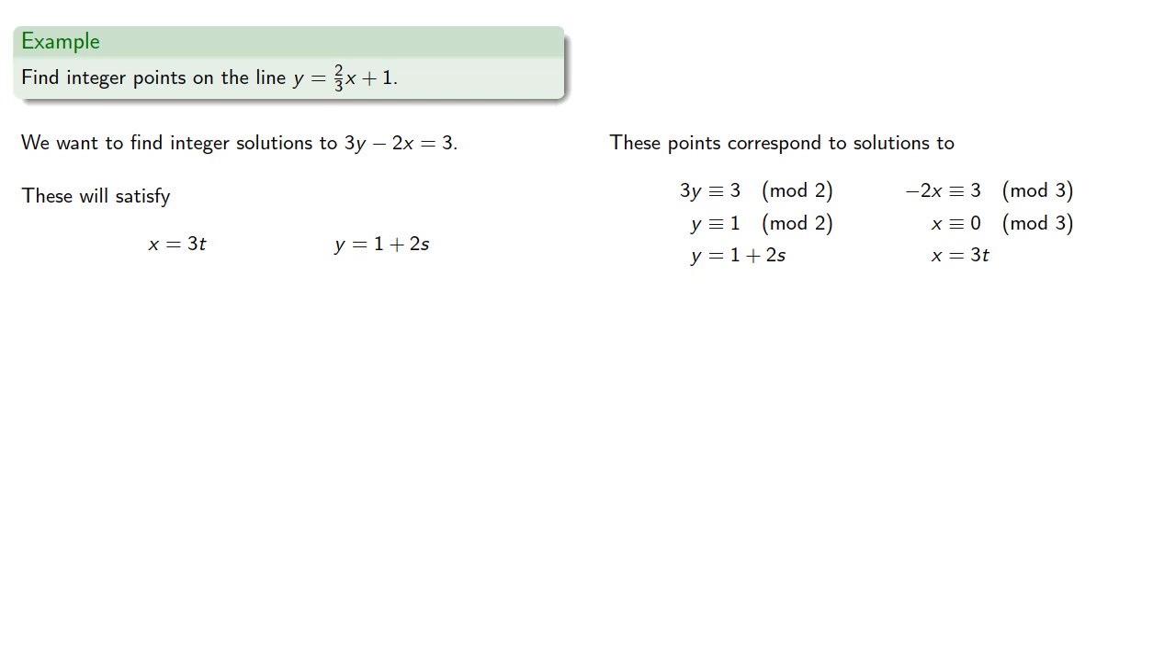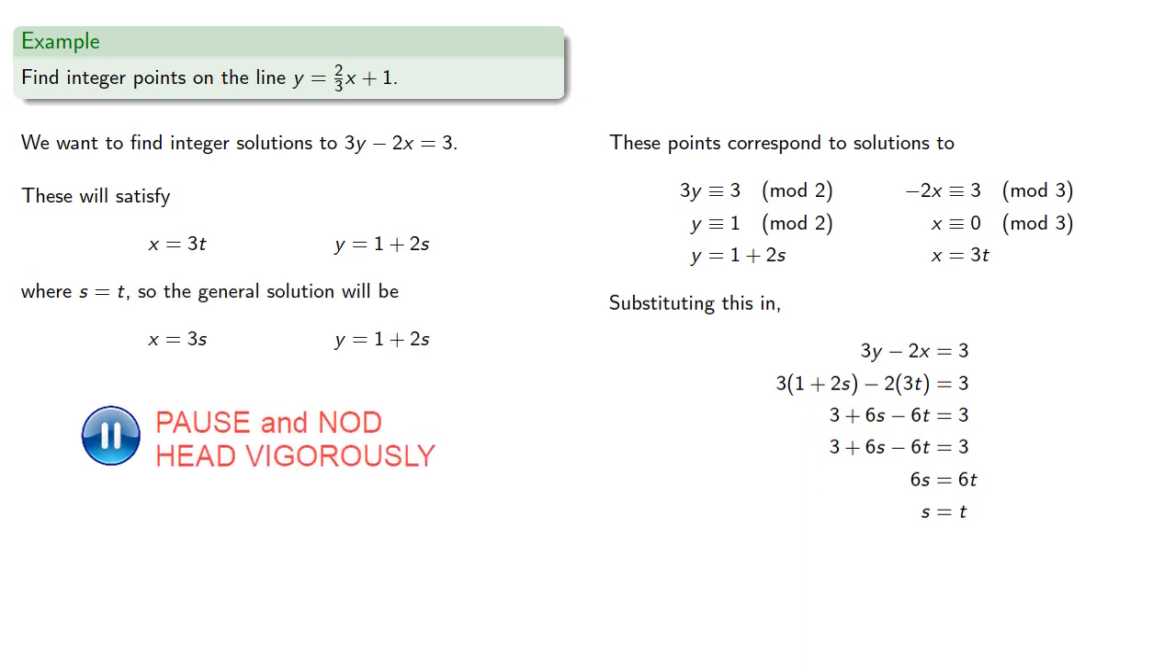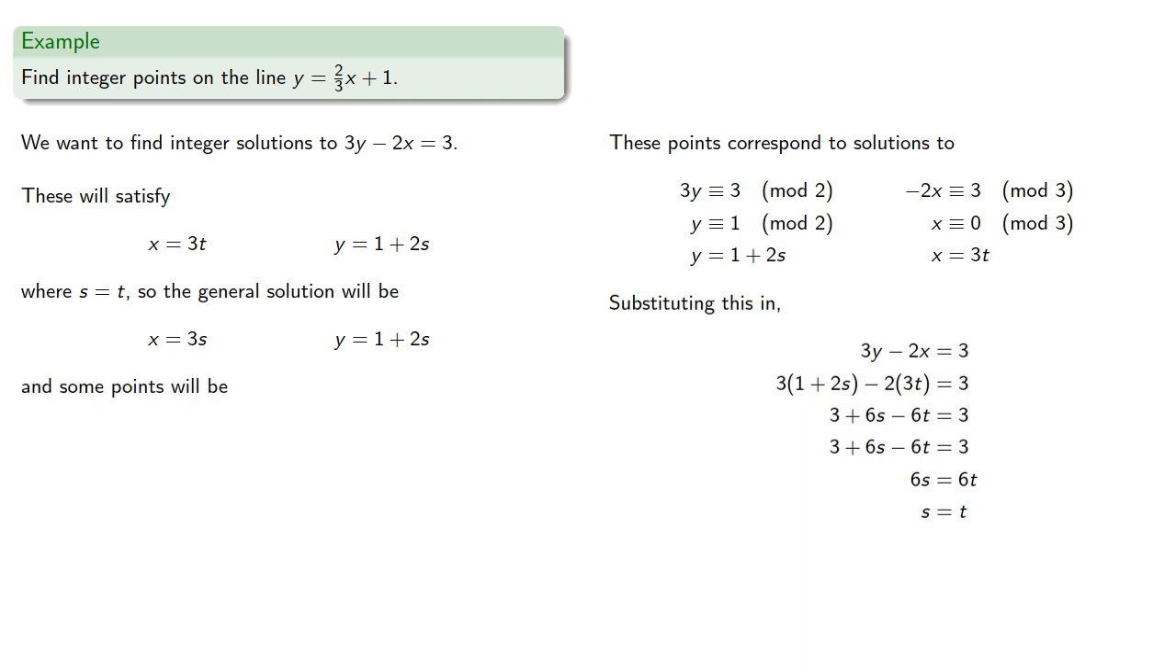So if we substitute these into our equation, we find that s equals t, and so our general solution will be as shown, and we can generate some points by choosing values for s.